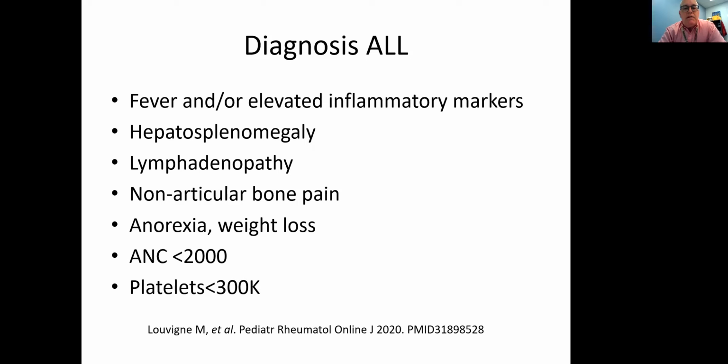Anorexia and weight loss are obviously concerning findings. Platelets less than 300,000. And these are in patients who have, in this study, a month of fever and bone pain. I think that's too long. I think we ought to be looking at this at 1 to 2 weeks, depending on the characteristics of their pain and their evaluation.